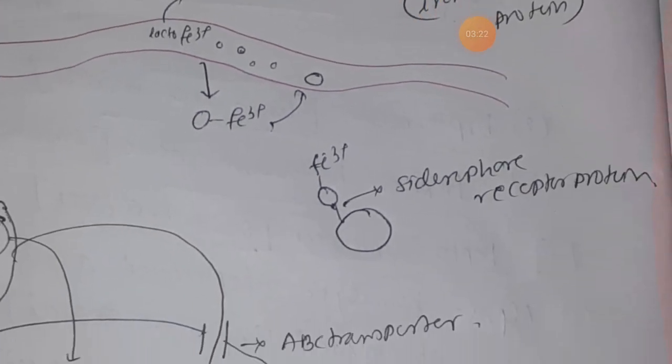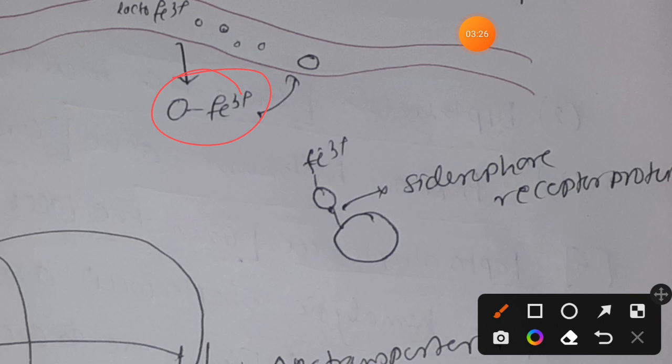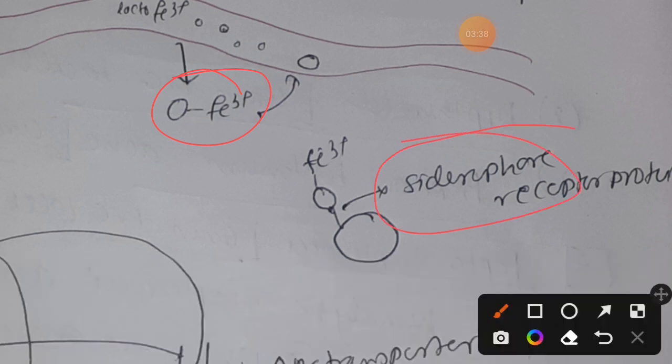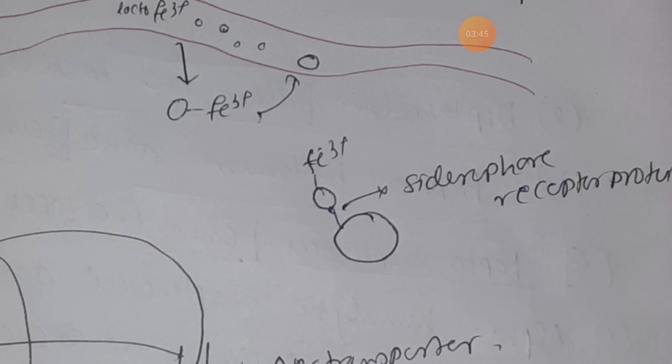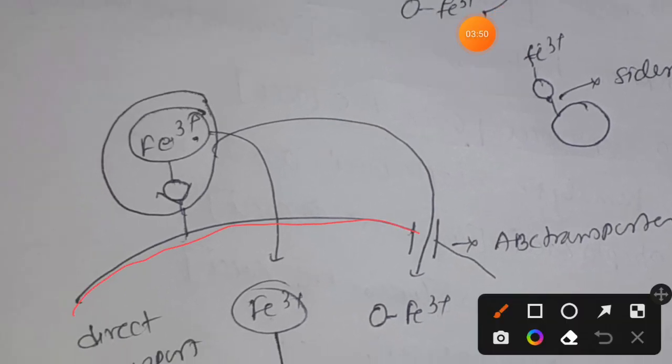Now what will be the next step? The siderophore will carry the iron to the cell surface. On the cell surface there is a parking lot for siderophores, the siderophore receptor protein. Here the siderophore will bind, and there can be two situations. Suppose this is the entrance of the cell and this is the cell surface, where the Fe3 plus siderophore complex is formed.